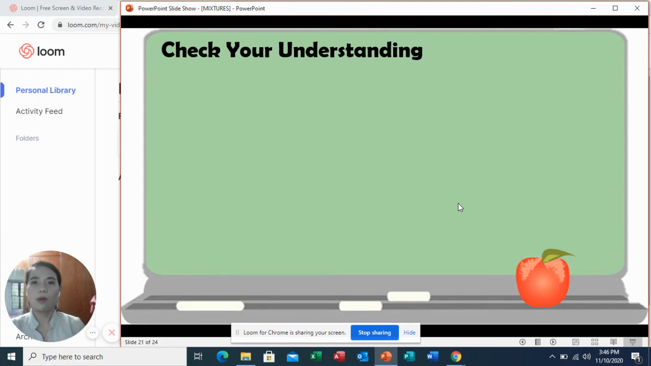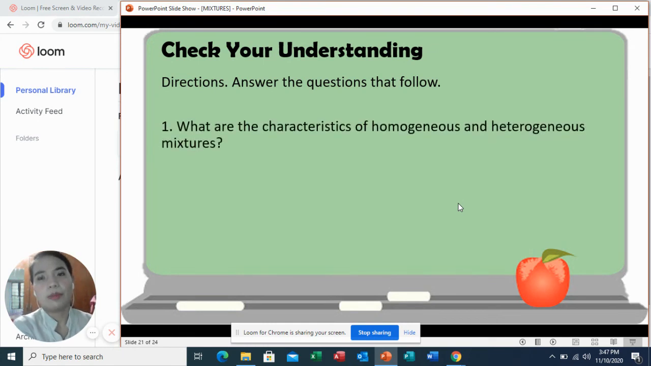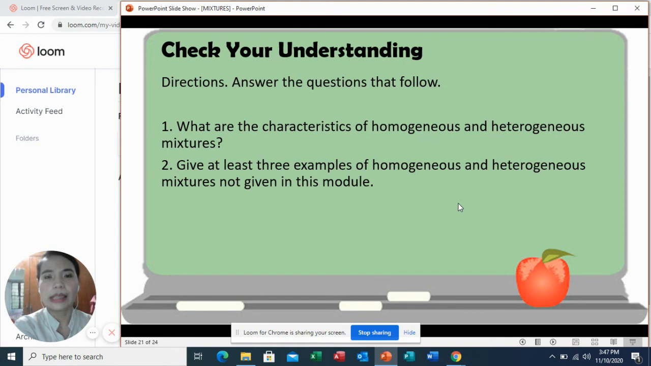Okay, so I just hope you remember our lesson. Let's find out now if you understand the lesson. Let's check your understanding. Answer the questions that follow. Number one, what are the characteristics of homogeneous and heterogeneous mixture? Two, give at least three examples of homogeneous and heterogeneous mixture not given in this module. So think of another example.